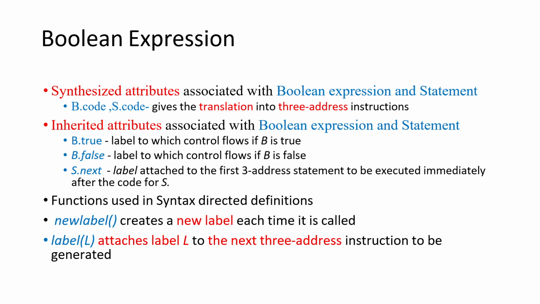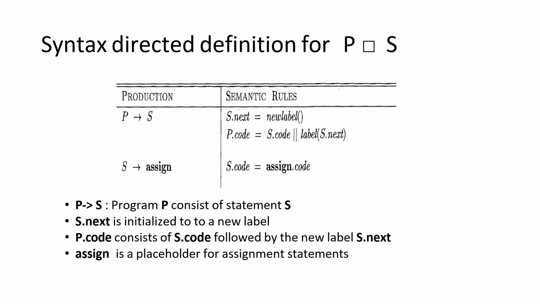And there are two functions we use in the syntax directed definition. One is newlabel. The function of newlabel is that it creates a new label each time it is called. The other one is label(L). Label(L) attaches label L to the next three address instruction to be generated.